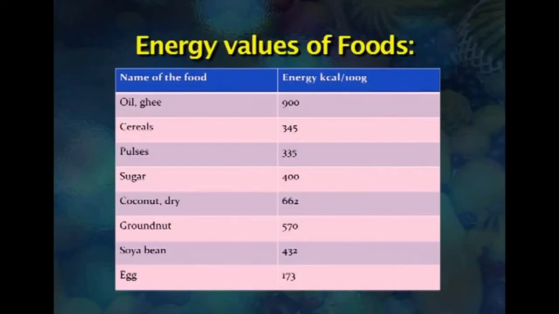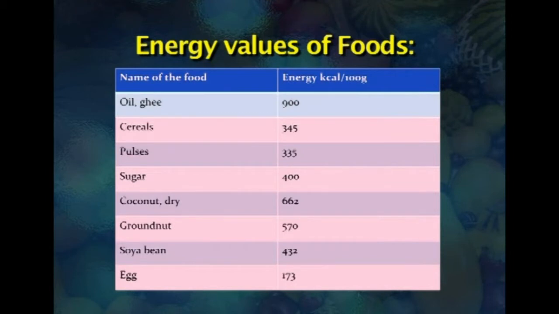So this is what we call the coefficient of digestibility, and that is why, once we look at the physiological fuel value, the net available energy per gram of these nutrients is 4 calories per gram for carbohydrates and proteins, but for fats it is 9 calories per gram. So just to give you an example of these energy values of different types of foods, let us have a look at it. Oil and ghee give us maximum energy because they are only lipids.